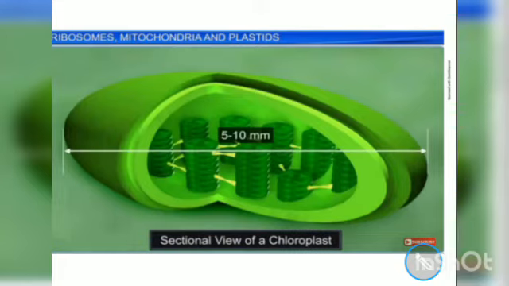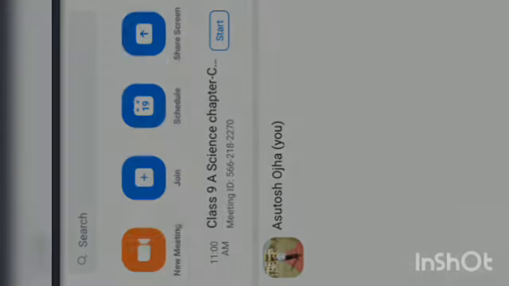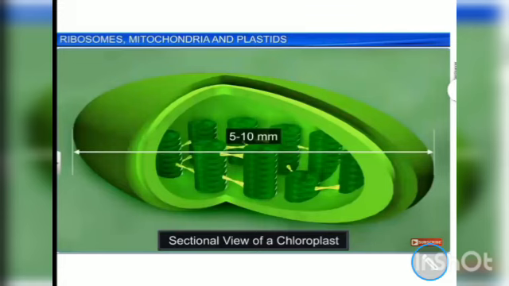The length of the plastid or chloroplast is generally 5 to 10 micrometers, and its diameter generally remains in the range of about 2 to 4 micrometers, look here.